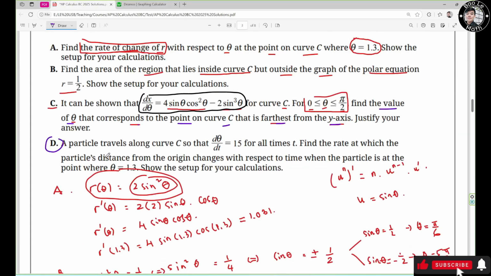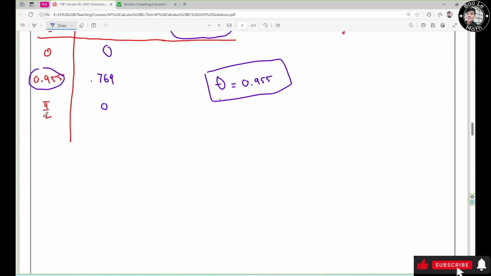Question D. A particle travels along the curve so that d theta over dt equals 15 for all time t. Find the rate at which the particle's distance from the origin changes with respect to time when the particle is at a point where theta equals 1.3. So it means that you need to calculate dr over dt given d theta over dt. So for question D, we need to calculate dr over dt.